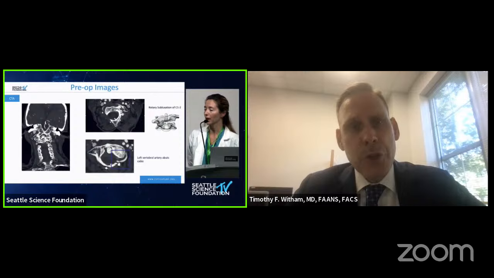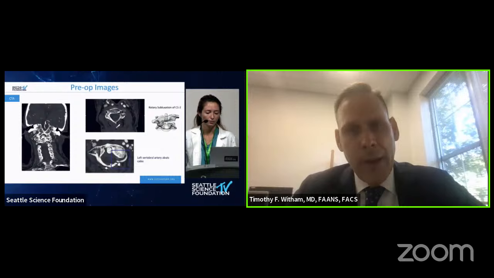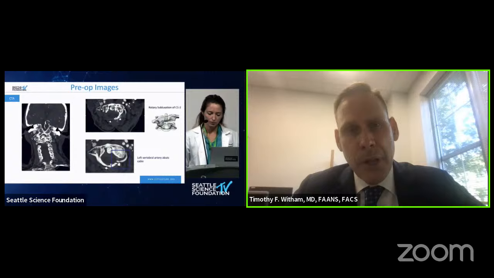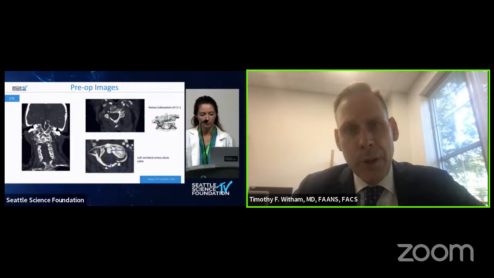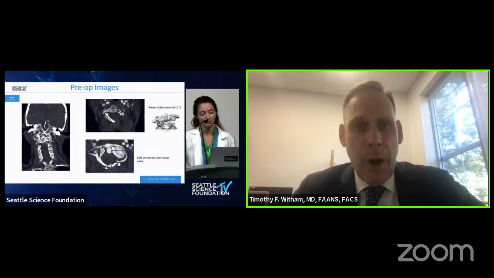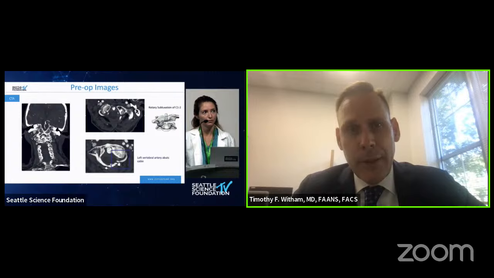So I think another possible bailout technique, although I haven't done it before, would be to study the CT very carefully and see if C1-2 transarticular screws would be a possibility in combination with a wiring technique. If you really wanted to save the occiput, you could consider that. But if I were in the situation of the failed fusion up front, I probably would have gone to the occiput at that point.